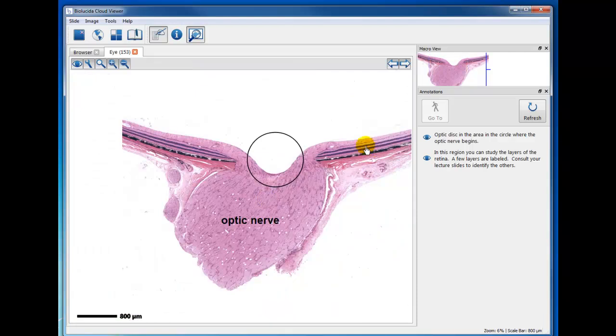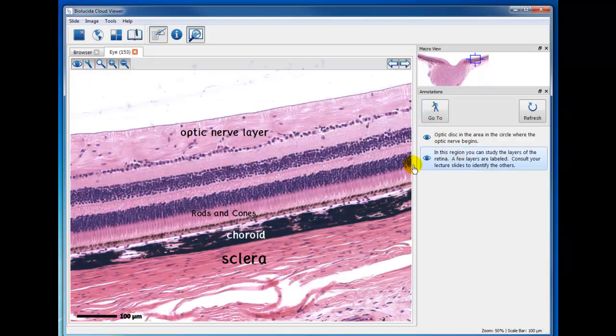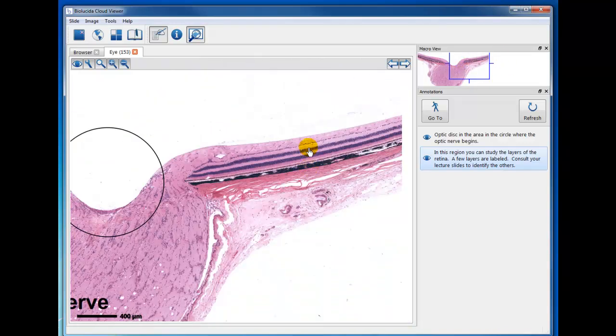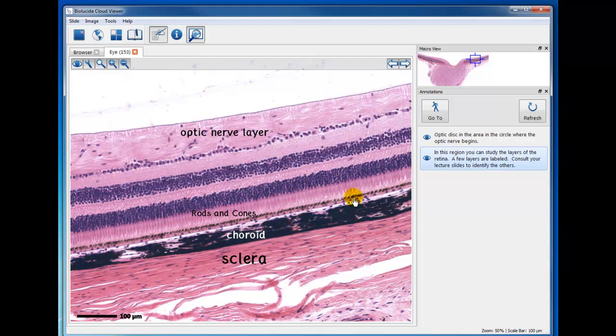Now the next annotation here is over in this region you see up here, and that is where this box is right here, and we're in this area right here. So I've labeled the sclera, the choroid, and where the rods and cones are, and then the optic nerve layer. I leave the rest of you to get the lecture notes out and determine what these layers are.